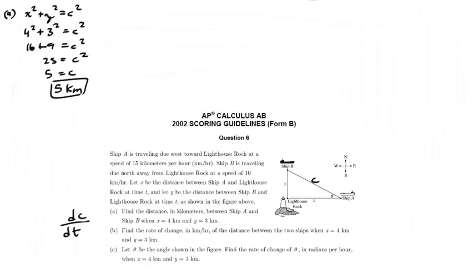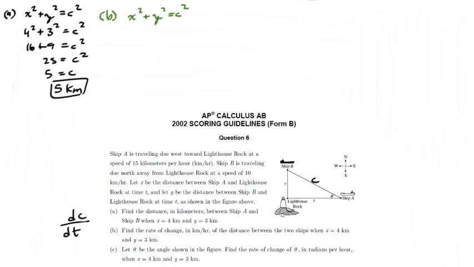So how are we going to get a dc over dt? Well, let's take our formula that we had earlier: x squared plus y squared equals c squared. Now this is very important. Whenever you're doing a rate of change problem, you do not substitute in numbers for variables that change. Now, is x changing right now? Yes, the ship is going towards the lighthouse. Is y changing right now? Yes, the ship is moving away from the lighthouse. I think it says it all right here. Ship A is traveling west toward the lighthouse at a speed of 15 kilometers per hour. That's a rate right there. And ship B is traveling due north away from the lighthouse at a speed of 10 kilometers per hour.